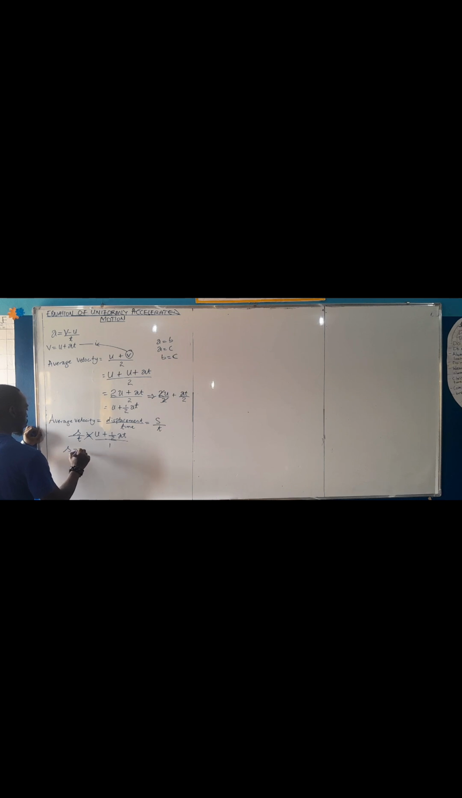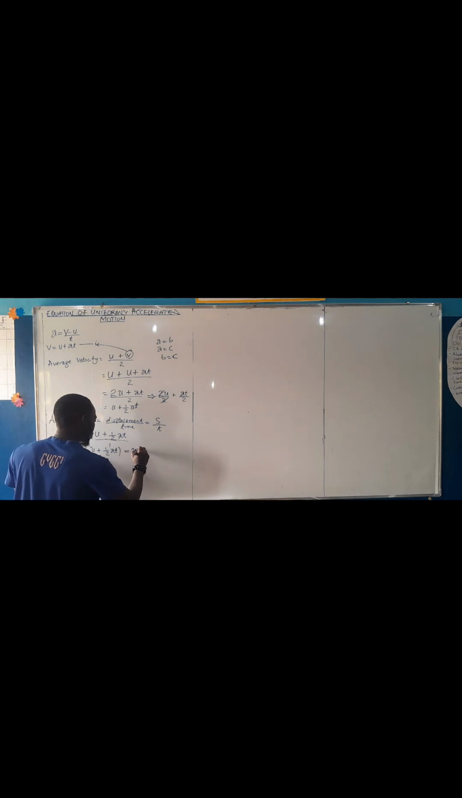Now s equals t times u plus half at. Can you see? Let me put it like this: t times (u plus half at). So now let me open the bracket. t times u is ut plus half at squared.